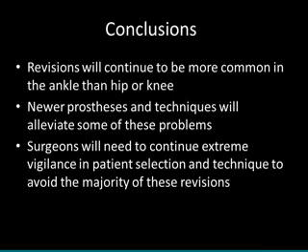So in conclusion, revisions, we're going to see a lot more of these, will continue to be more common in the ankle than the hip or the knee. The newer prostheses and techniques will alleviate some of these problems, but not all of them. And surgeons will need to continue extreme vigilance in patient selection, avoiding patients with any history of AVN, and techniques to avoid the majority of these revisions.